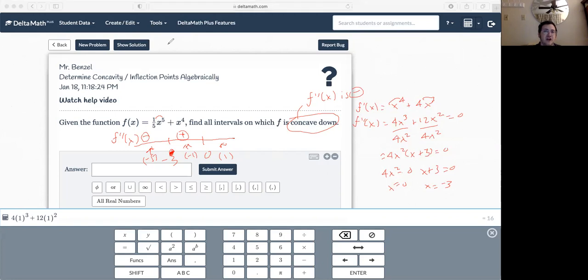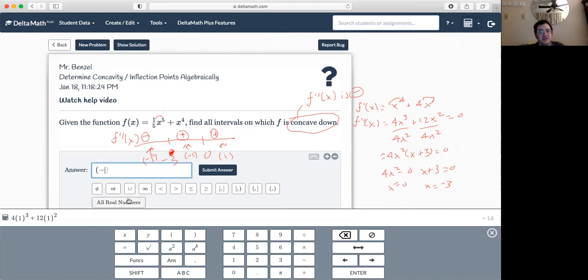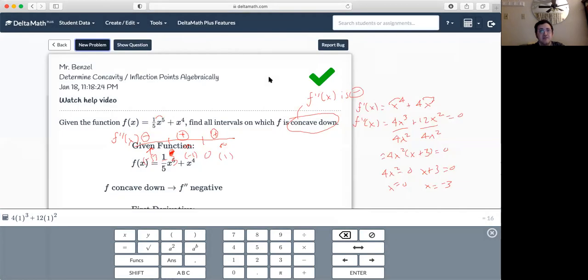Now, one thing of note: if I were asking for when it is concave up, it continues to be concave up, and technically speaking, 0 is not an inflection point because you're not changing signs in concavity. That's something you'll want to be careful about in these solutions. So now I'm just going to put in set notation here, negative infinity, it's like your interval notation, to negative 3. And I'll just submit, and we are good.